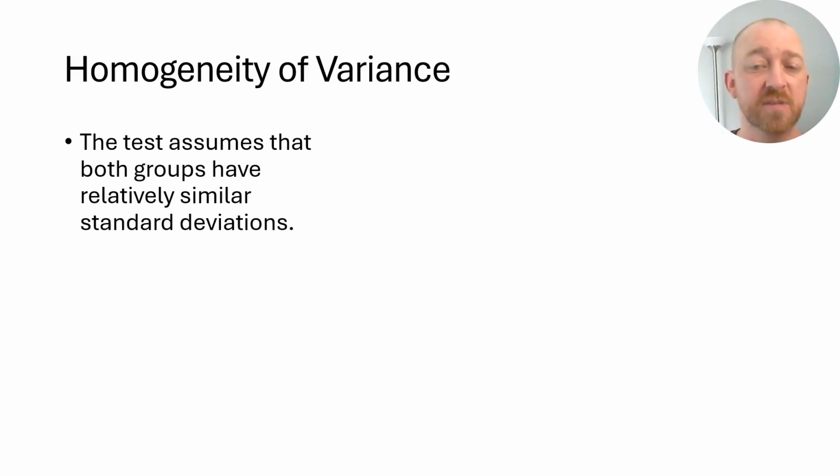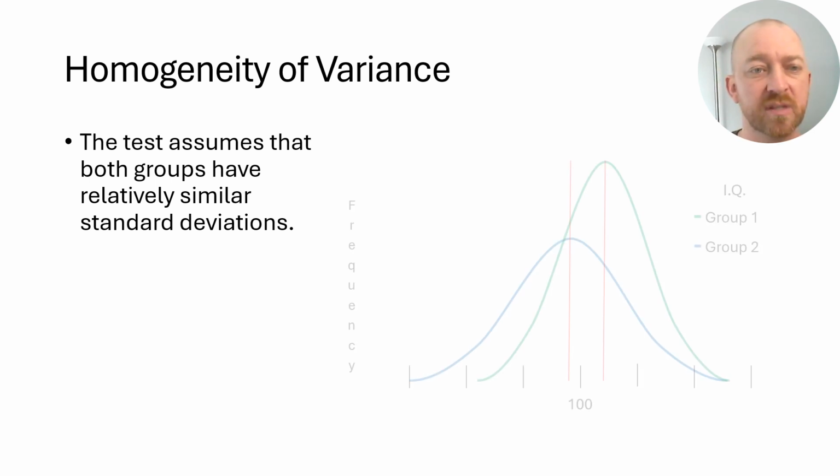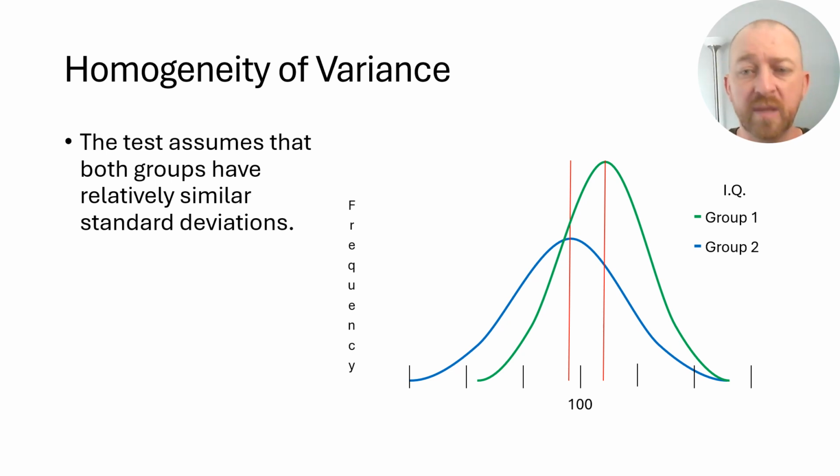Then the last assumption of the independent samples t-test is that there are relatively similar standard deviations. What that's essentially getting at is the kurtosis of the distributions. In other words, they're both relatively the same. So again, let's talk about why this may be a problem.